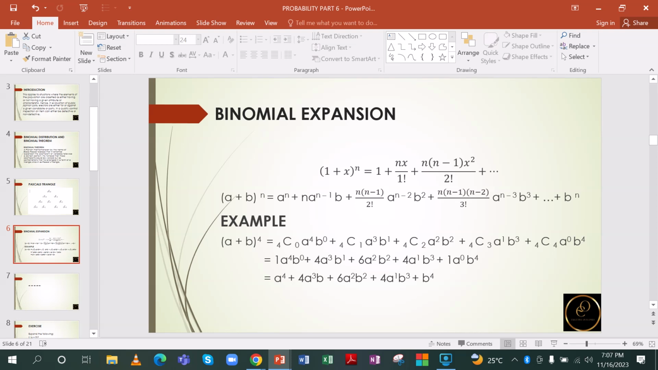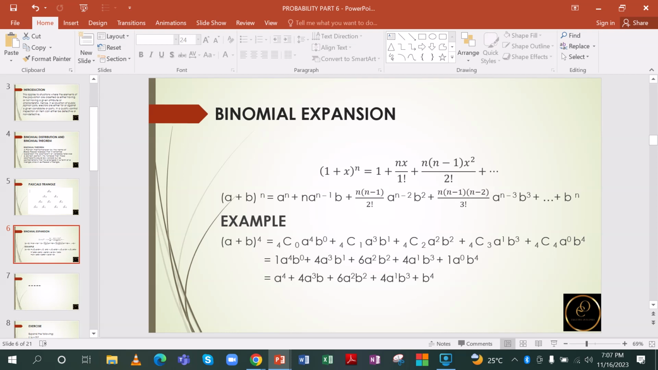This is the combination with n equal to 4, r equal to 0: a combination of 4 items taken 0 at a time. Then r is 0 and n is 4. Are we together? The next coefficient will be a combination of 4 taken 1 at a time. Then a combination of 4 taken 2 at a time. Here a combination of 4 taken 3 at a time. Then a combination of 4 taken 4 at a time.